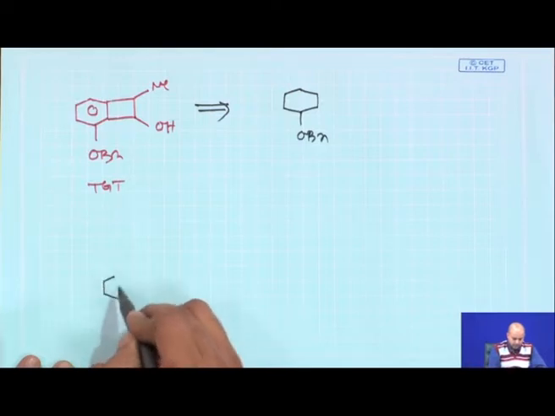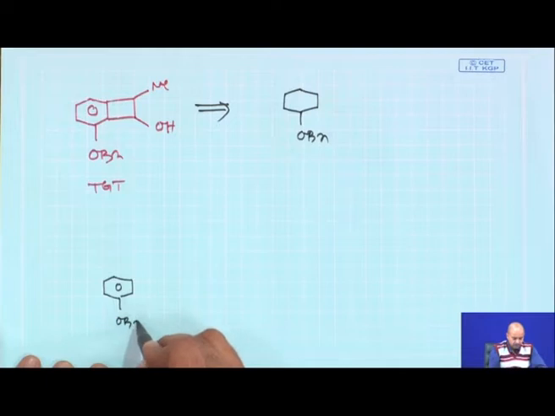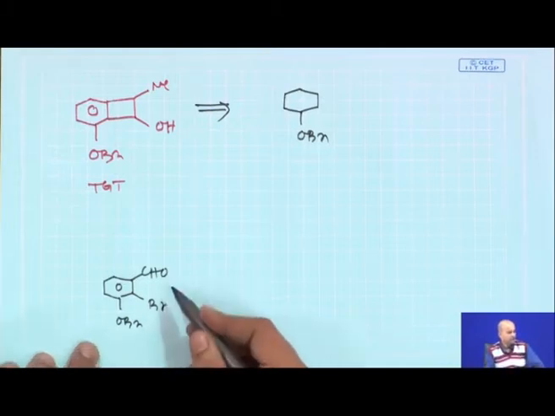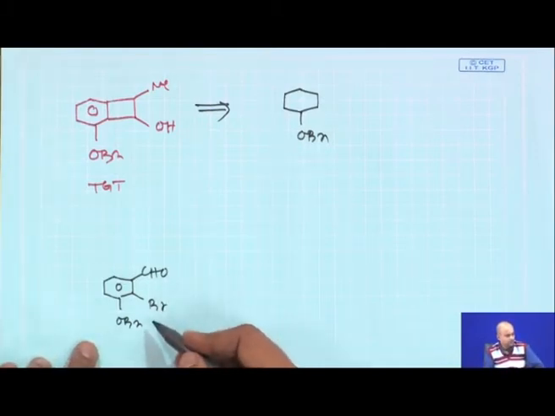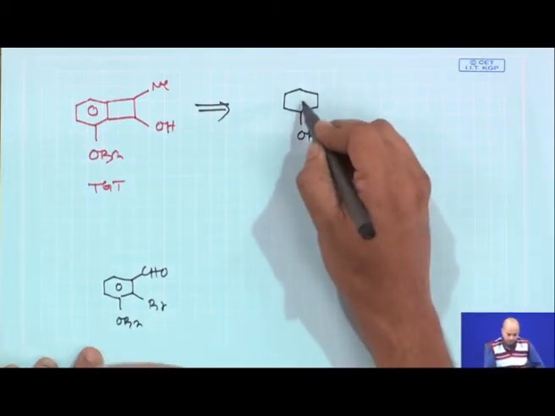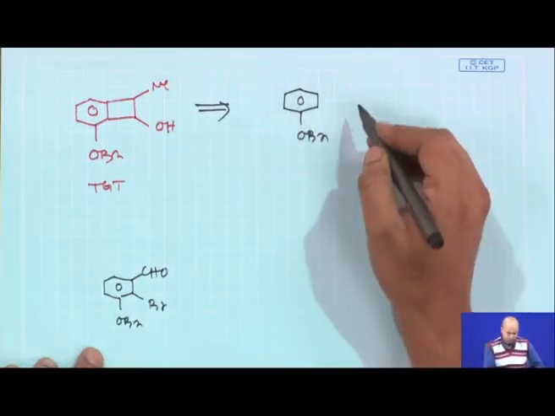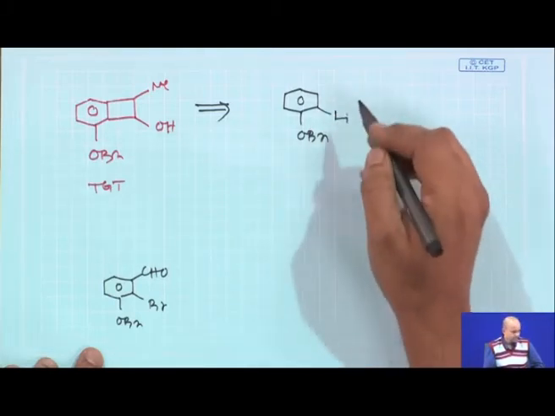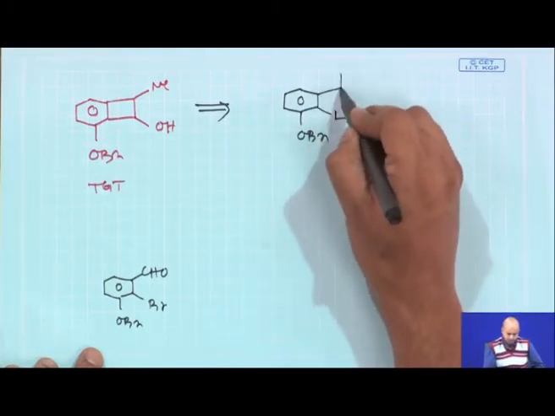I am drawing the starting material here. The starting material is something like OBN, Br and CHO. So, this starting material I am giving to you. Now, I am saying that the retro which will be devised here, I put something like this.